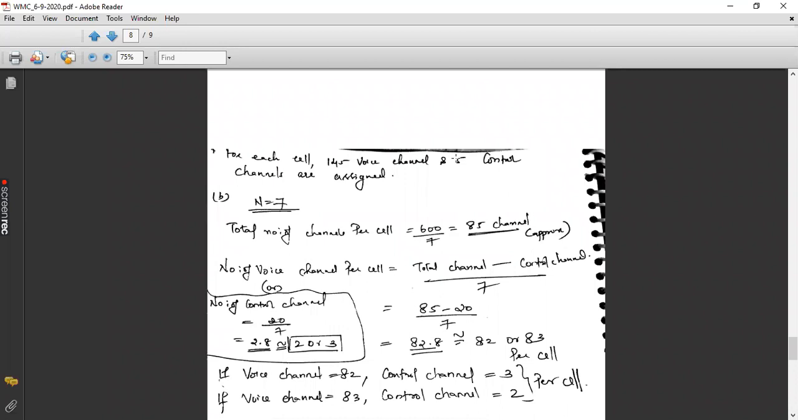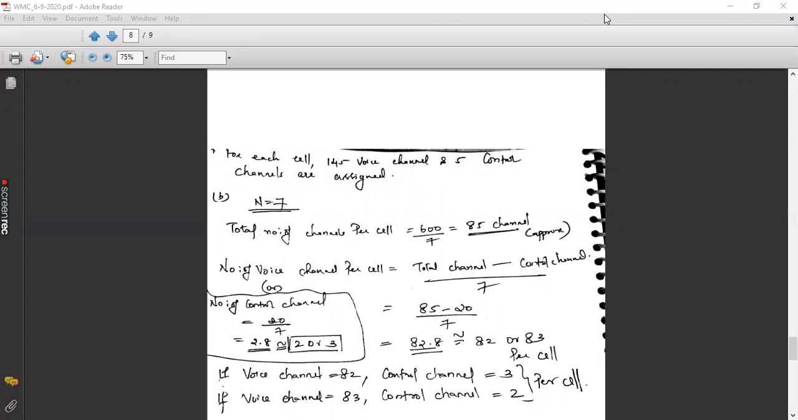Now here I have taken the worst case. That is why I have rounded to the lowest integer. So just don't go for the higher integer. Try to confine yourself to the lower integer. So 600 by 7 is approximately 85. Now you will take this case. Whatever I have done in this box, that only you follow.